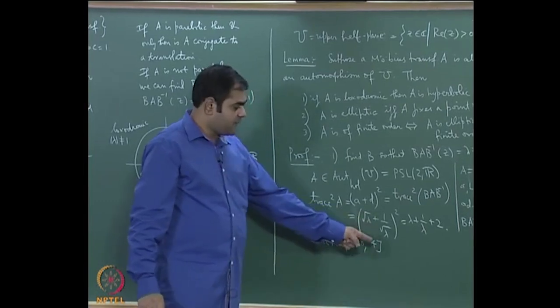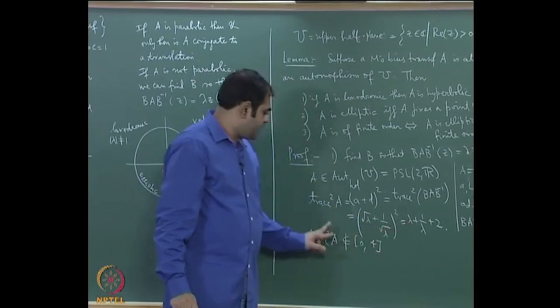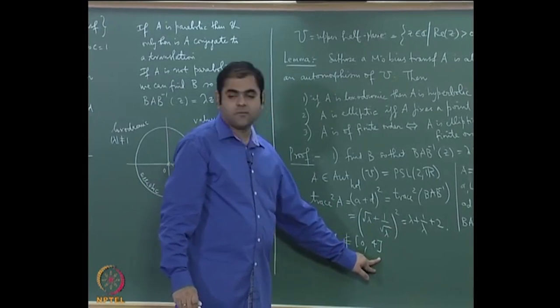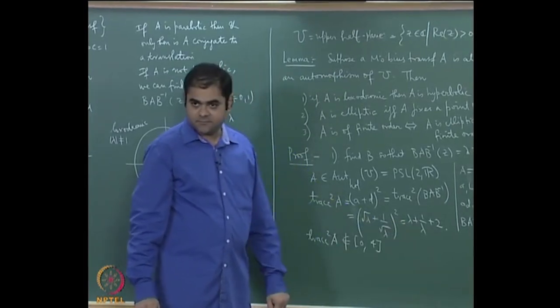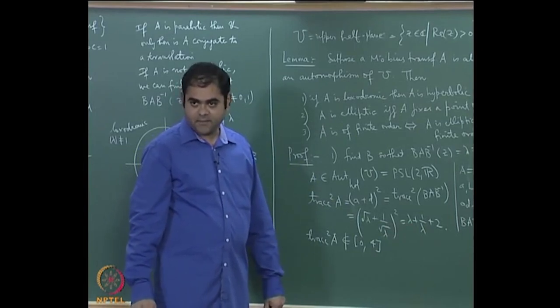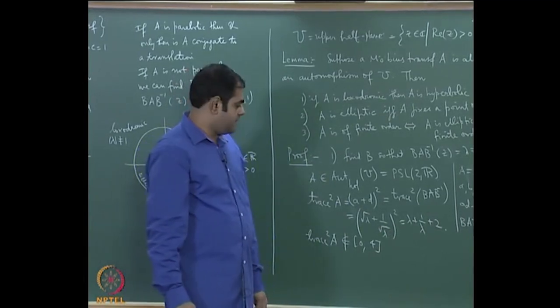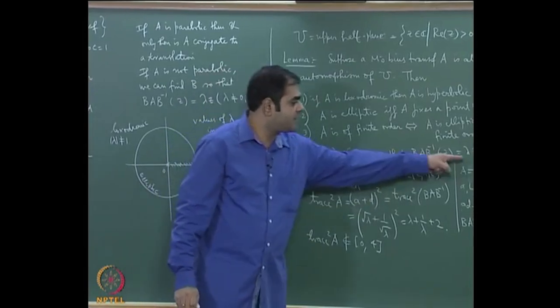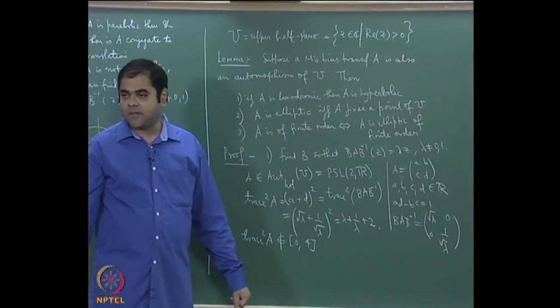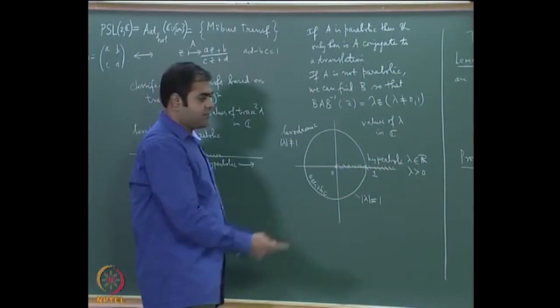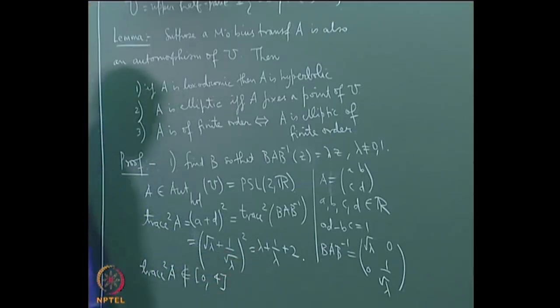Now if you remember, I told you that from this I want you to conclude that lambda has to be real and lambda has to be positive. I claim that lambda has to be real and positive. And then it is clear that if lambda is real and positive, it is hyperbolic by this condition here. So I want to say that lambda is actually real, and I think that is probably quite obvious.